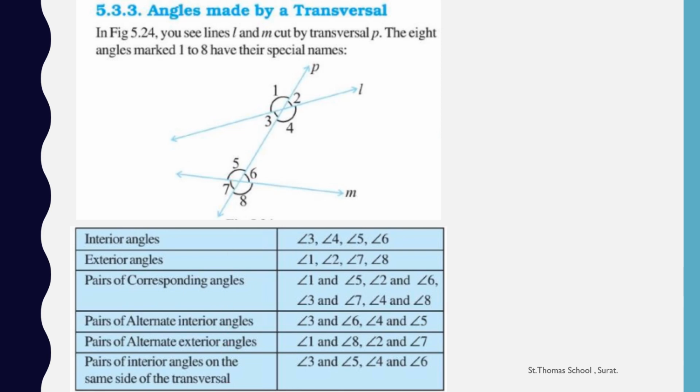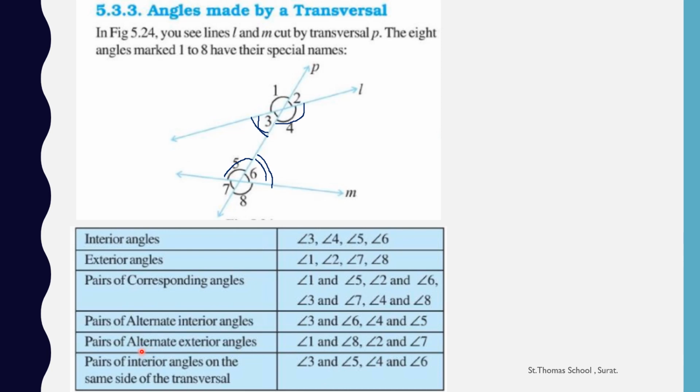So one is angle 4, alternative interior angle means angle 5. Clear? Next one, angle 3 and angle 6. So one is this side and one is the opposite side. Angle 3, so the opposite side is angle 6. They are called alternative interior angles.